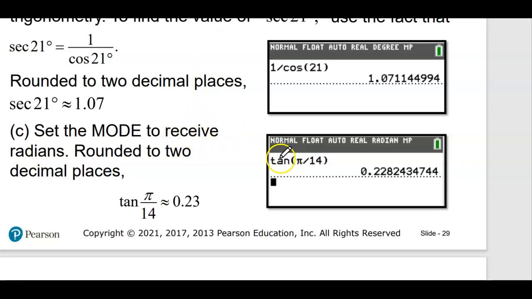And then you're going to do tangent of pi over 14. Now your pi key, if you look at your calculator keys, you'll see one that says clear. The second function of the key that's underneath that's your pi. So that little symbol is called a caret. It looks like this. So the second function of that key, which is directly underneath clear, is your pi key. So type in tangent of pi over 14. And if you round that to 2 decimal places, since the 3rd decimal is an 8, this is going to round to 0.23.